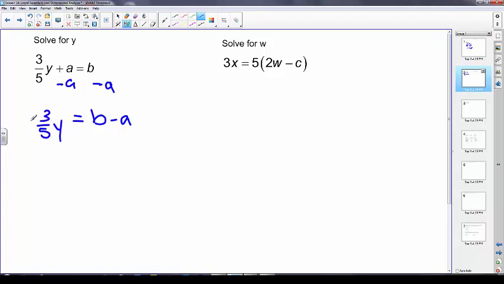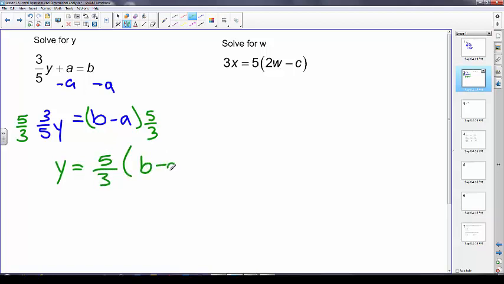I need to get rid of this multiplication of 3/5. The best way to do that is multiply by the reciprocal. So I have 5/3 to both sides. I'll put this all in parentheses. And so my solution, these 5/3 and 3/5 reduce. I have y equals, and I'm just going to leave it like so, 5/3 times (b minus a). In theory, we could distribute that through, but there's probably no need in this case.